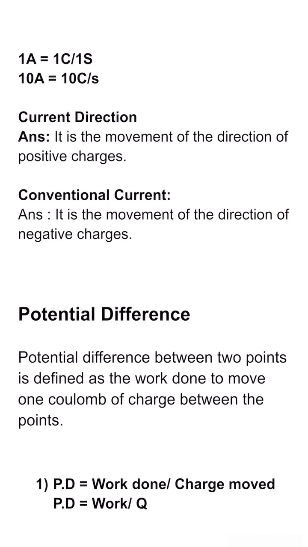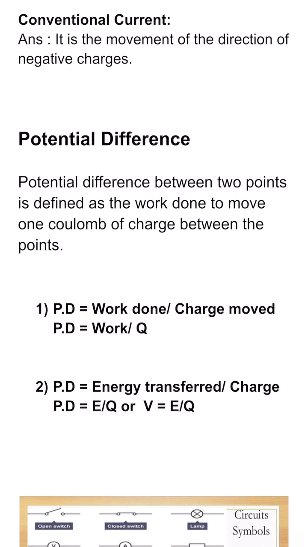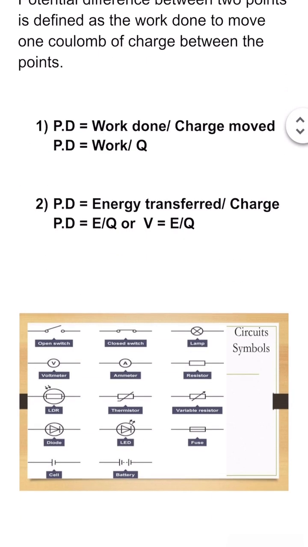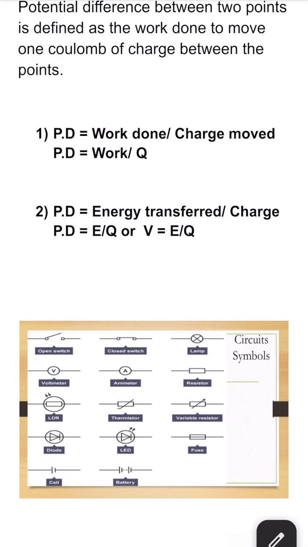Conventional current is another thing that you need to know. It is the movement of the direction of negative charges. Potential difference between 2 points is defined as the work done to move 1 coulomb of charge between the points. Potential difference is equal to work done by charge moved, or potential difference is equal to work divided by Q. Number 2, potential difference is equal to energy transferred by charge, or PD is equal to E by Q, or V is equal to E by Q.